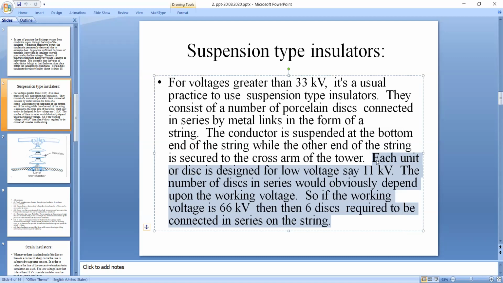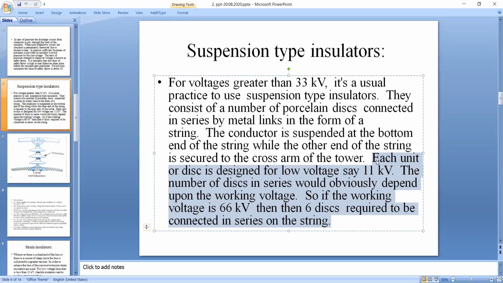Each unit or disc is designed for low voltage, say 11 kV. So inside the suspension type insulator string, you have n number of porcelain discs, and each disc is rated to operate for 11 kV. The number of discs in series would obviously depend upon the working voltage. So if the working voltage is 66 kV, then 6 discs are required to be connected in series on the string.